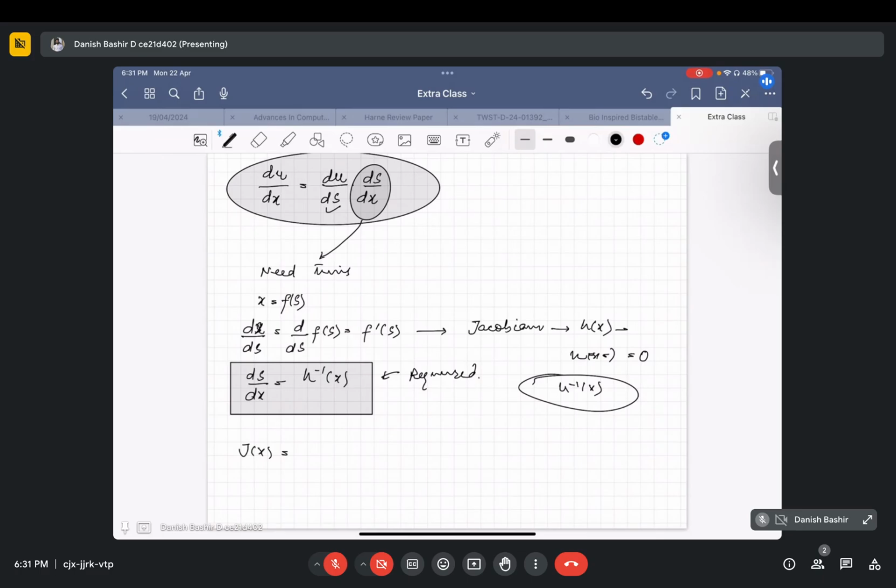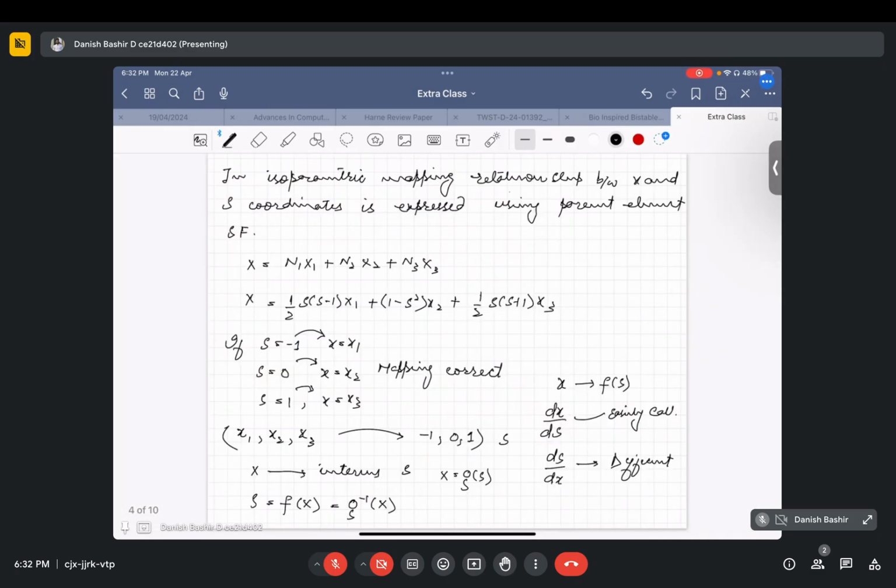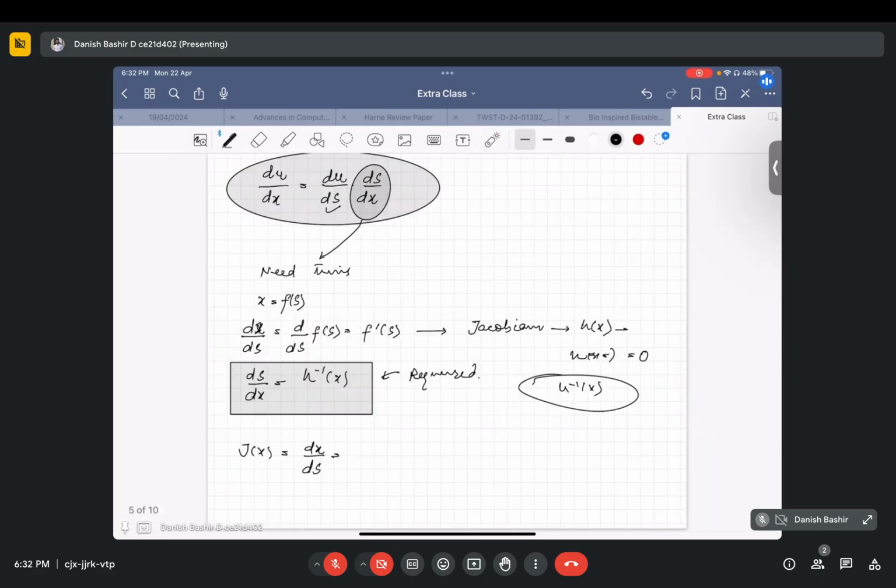We know that J of x is ds by dx. Sorry, Jacobian is dx by ds. So our x is this. We have to differentiate it with respect to s. So when we differentiate it with respect to s, we will get something like this.